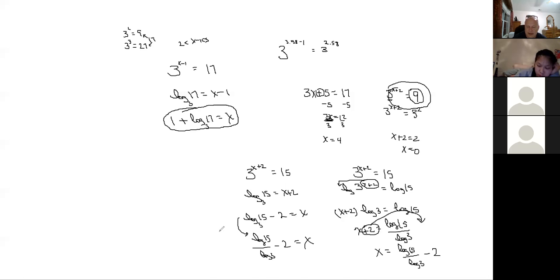This change of base. So that's something you're going to need to look at in your video. Change of base. Has anybody seen it yet? Yeah. Okay, so the change of base theorem.